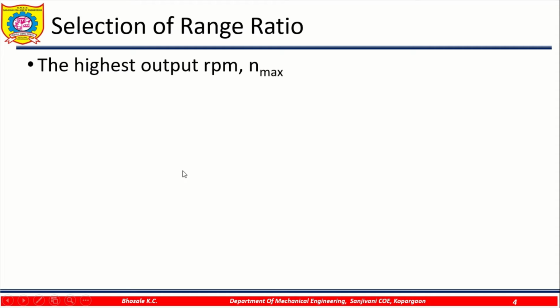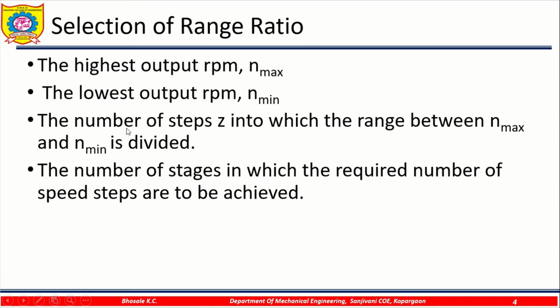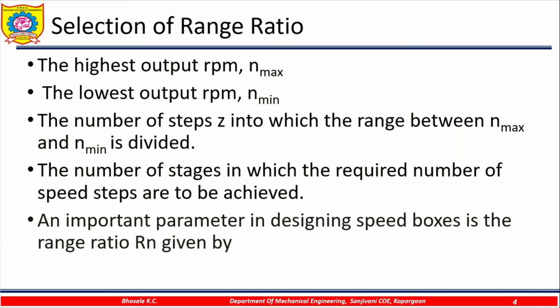Suppose that for the gearbox, the highest RPM will be denoted by N max and the lowest RPM will be denoted by N minimum. Z is the number of speed steps into which the range between N max and N minimum is divided. Then there is the number of stages in which the required number of speed steps are to be achieved. So we can have a two-stage gearbox or three-stage gearbox to get the required number of speed steps.